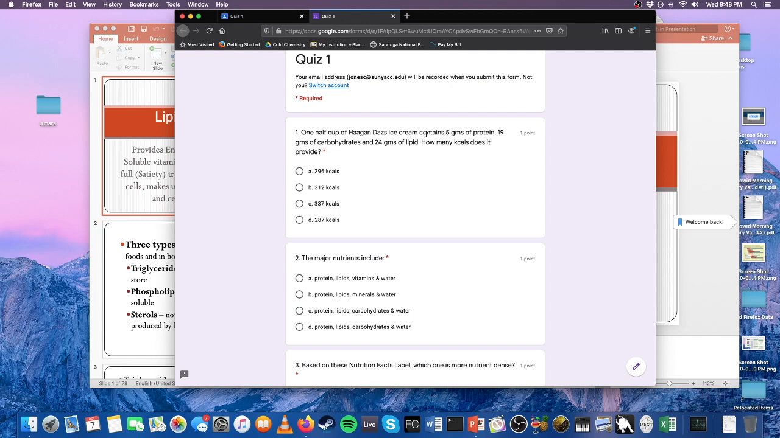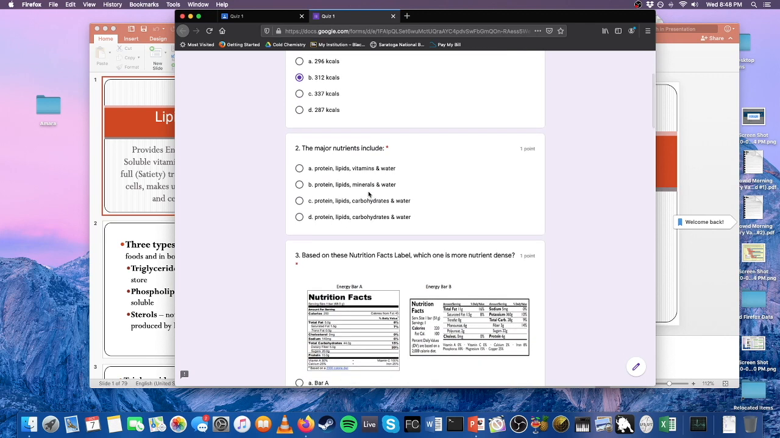And then we add the 19 grams of carbohydrates times 4 calories per gram of carbohydrates. So 19 times 4. And then we add the calories from the 24 grams of lipids. Lipids have 9 kilocalories per gram, and there are 24 grams. So we add 24 times 9, and we get 312 kilocalories. So the answer to that question is B.